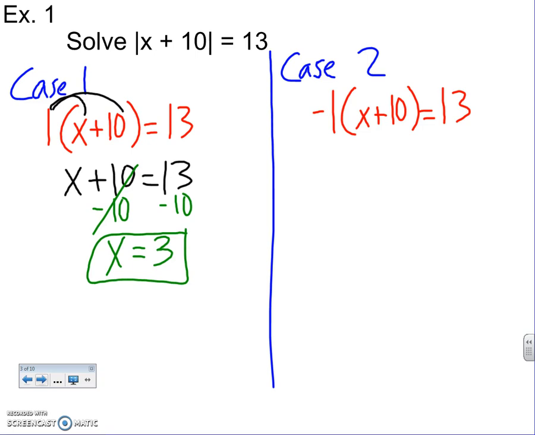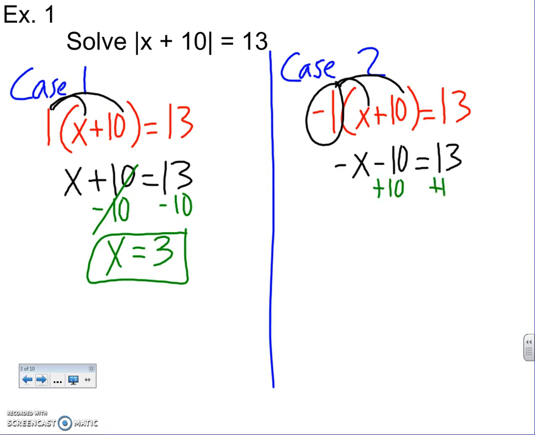Now the other side, same thing. Prepare the problem, distribute first. Remember, we're distributing a negative 1. So that's negative x minus 10 equals 13. Letters on one side, done. Add or subtract first. So I'm going to add that 10 to both sides. So I'm at negative x equals positive 23.